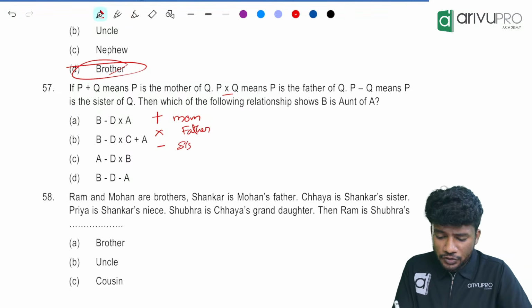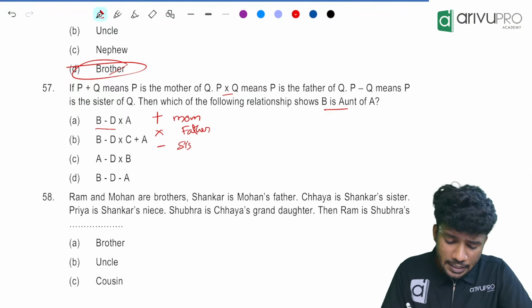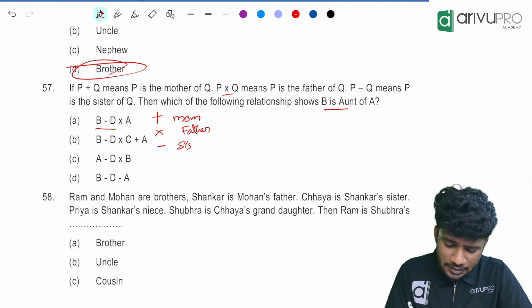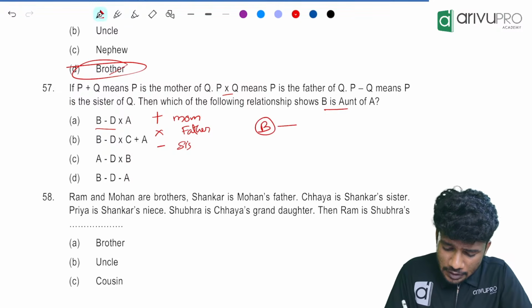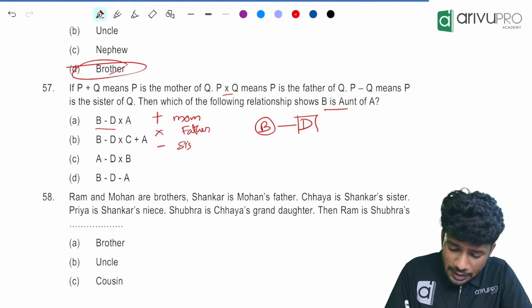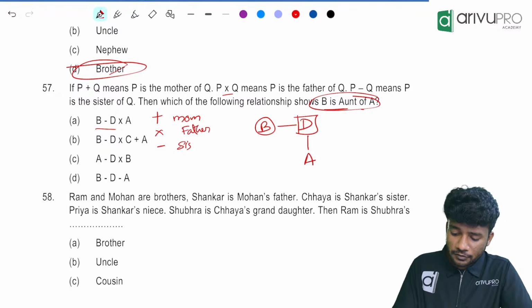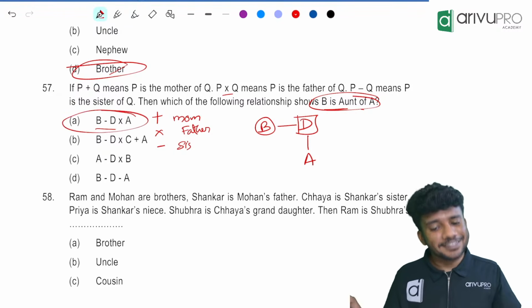Then which of the following shows the relation that B is the aunt of A? We will check the first option. That means B minus D. B minus D means what? B is the sister of D. Then D into A means D is the father of A. Looking at that, B is the aunt of A, right? Right option. Option A itself is the answer.